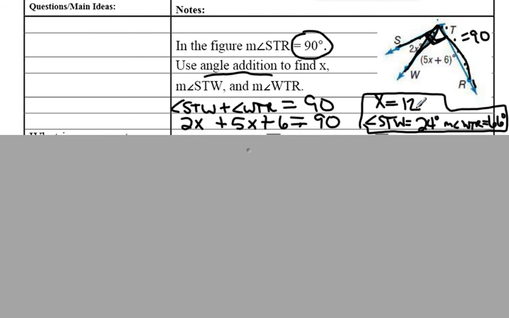Okay, so you should have gotten that x is 12, the measure of angle STW is 24 degrees, and WTR is 66 degrees. And then I substituted back in just to check to see if I did my math right, and 24 plus 66 is in fact 90, so that I know I did the equation right. If you did not get what I got, or you need a little bit of help, just raise your hand.